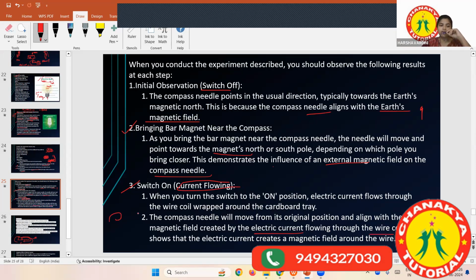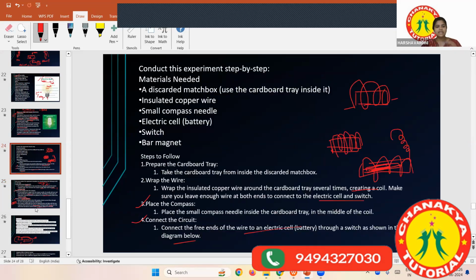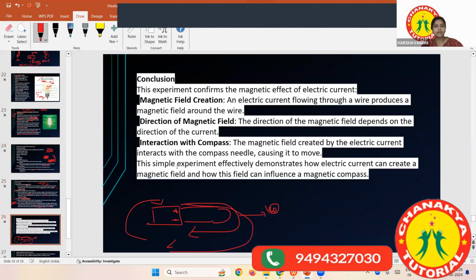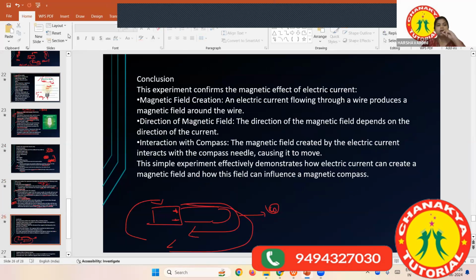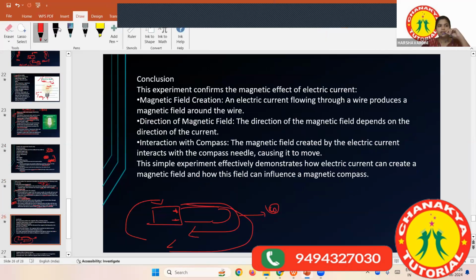The current flowing in the coil, we don't know in which direction it is. So based on that, the compass will show which direction the current is flowing. For example, if the current is flowing in this direction or in this direction, it will show based on north or south. And this shows the electric current creates a magnetic field around the wire. So this is an experiment proving that when current is there, a magnetic field is also produced. So that is the conclusion of this experiment.